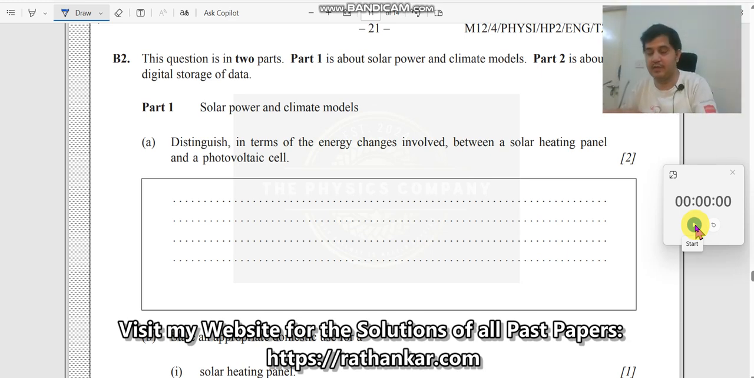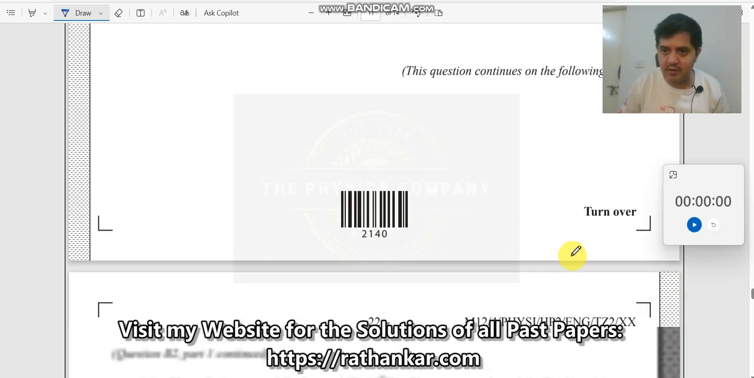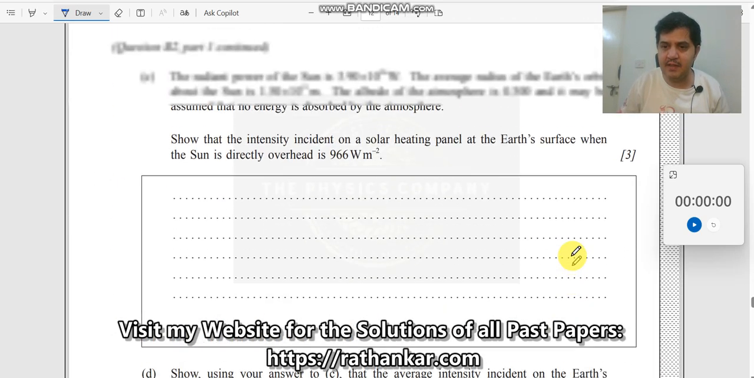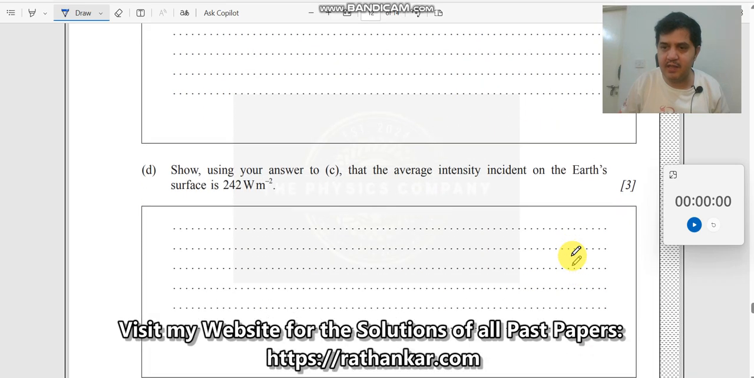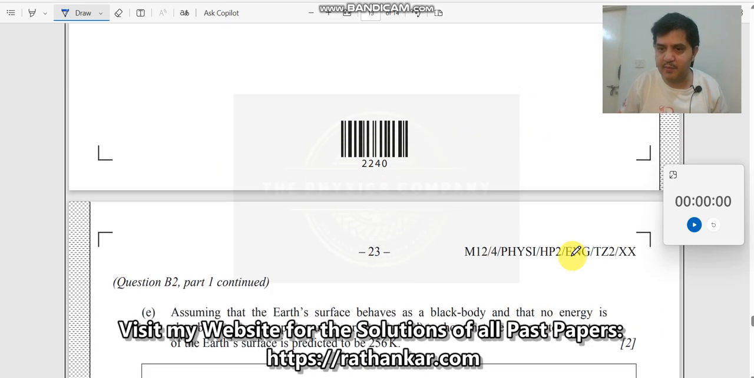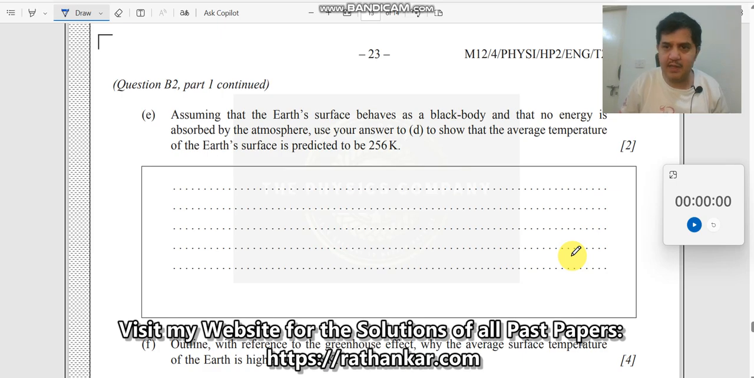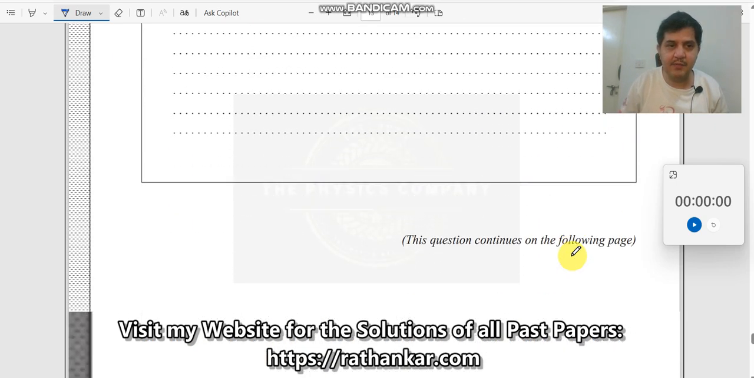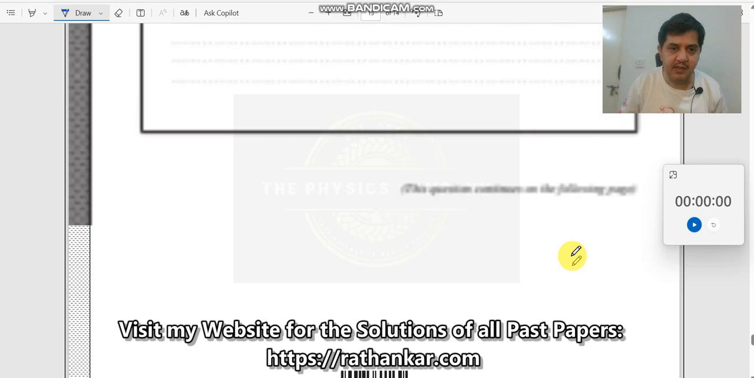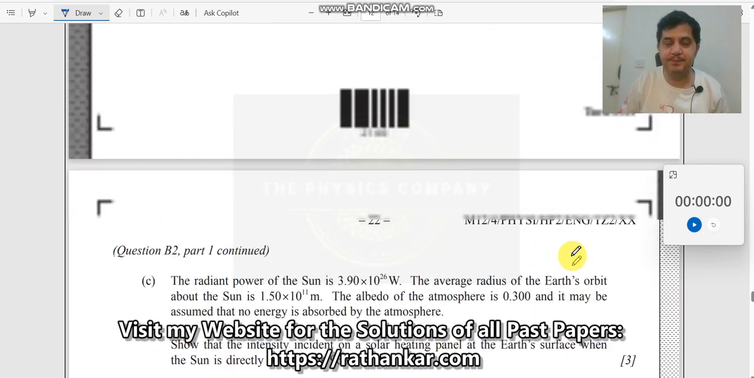Okay, now let us look at the next question, which is on solar panels, solar power, and climate models. Let us see how many marks it accounts for. 2 plus 1, 3, 4. 4 plus 3 is 7. 7 plus 3, 10. 10 plus 2, 12. 12 plus 4, 16. 16 marks it accounts for.